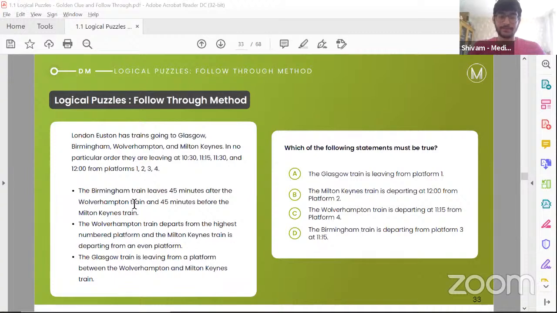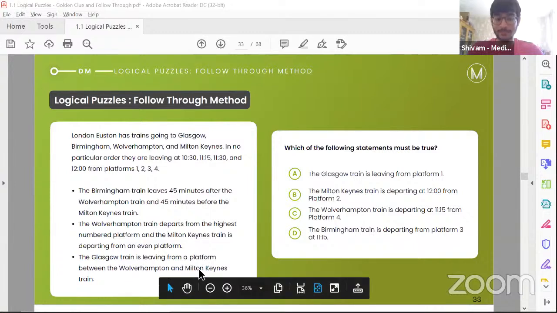So Mohit, what's making me really happy with this question is that a lot of people have identified a really big aspect of the UCAT here, and that is the follow-through method. So what do we mean by this? Well, we can see here that Milton Keynes and Wolverhampton, for some reason, keep on popping up constantly, don't they? Wolverhampton, Milton Keynes, Wolverhampton, Milton Keynes. On each bullet point, Wolverhampton and Milton Keynes are talked about, aren't they?